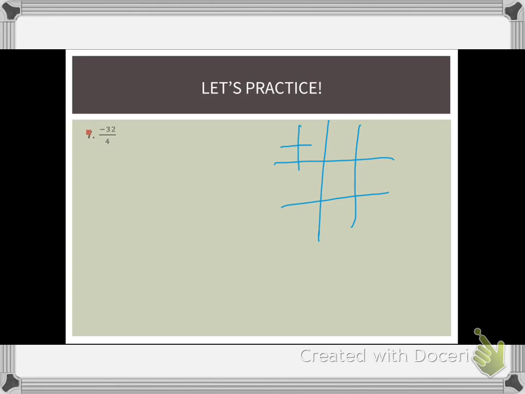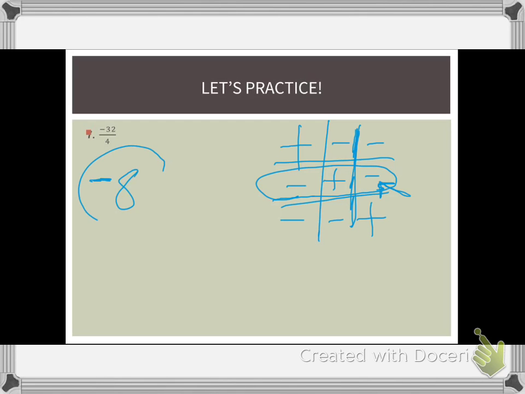Look at another one. Make that positive diagonal tic-tac-toe. Now I have a negative divided by a positive, negative divided by a positive. So my answer is right here, because this is our equal sign, is going to be negative. And then 32 divided by 4, well, everybody should have that one already memorized as 8.